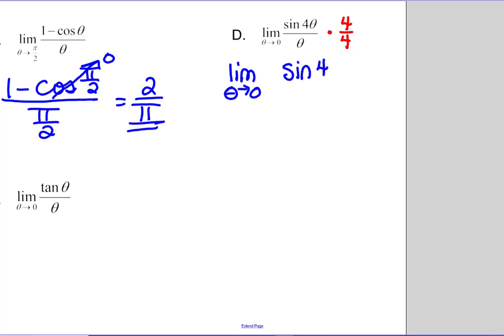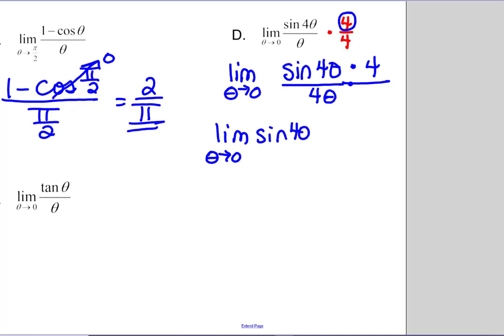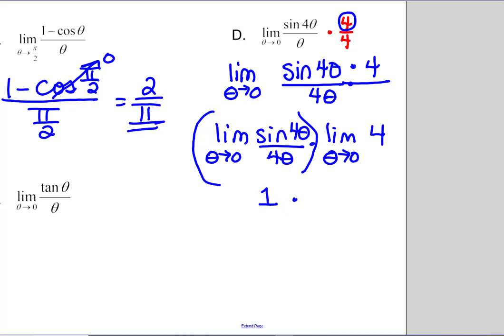So the sine of 4 theta divided by 4 theta times this extra 4 here in the numerator. So I can pull this apart and think about the property: the limit as theta goes to 0 of sine of 4 theta over 4 theta times the limit as theta goes to 0 of 4. So this is my rule right here that says this goes to 1, and the limit of 4 is 4, so the limit on this one is 4.